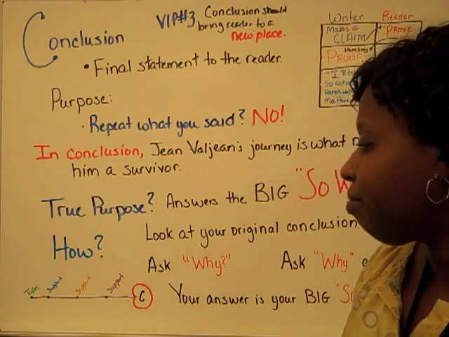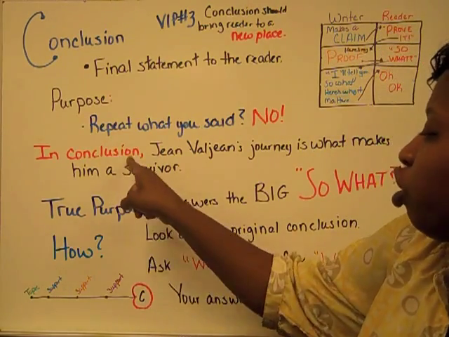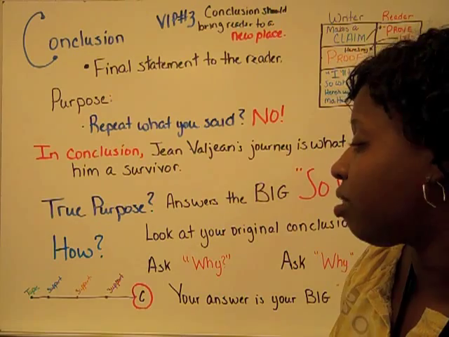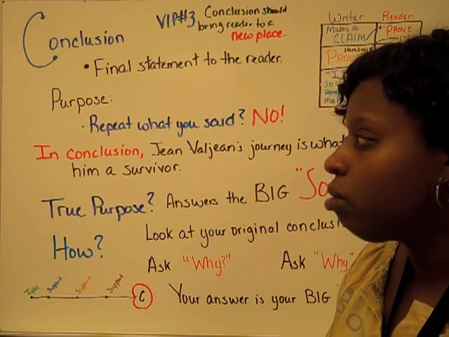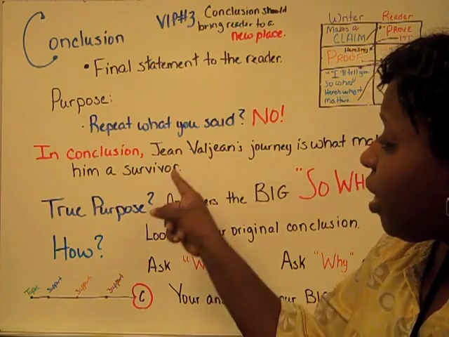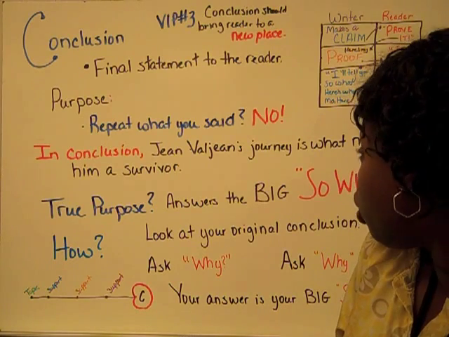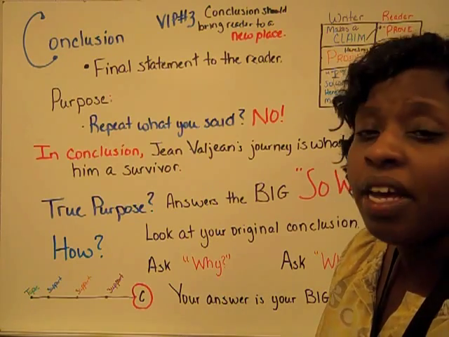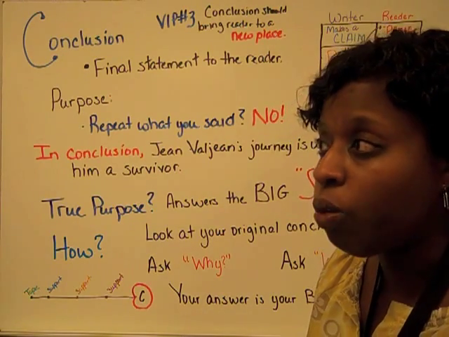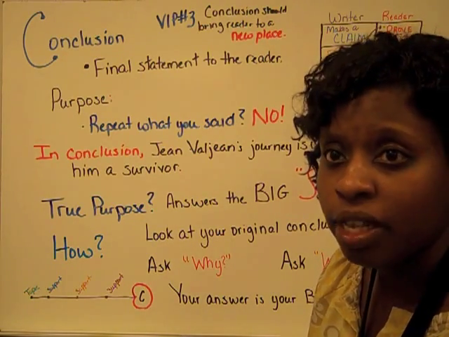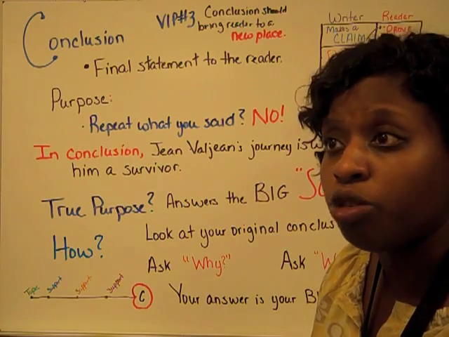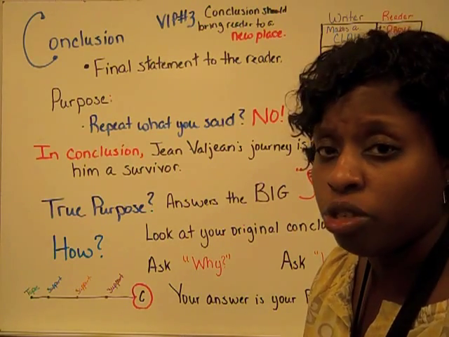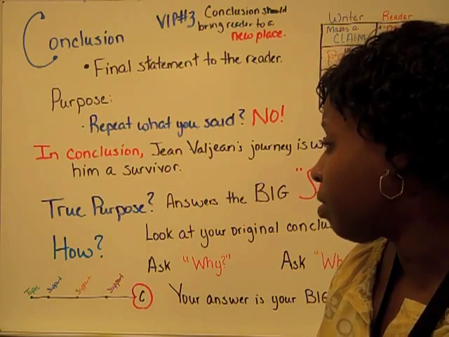How do you do that? Well, first, look at your original conclusion sentence and then ask yourself, why? So, in conclusion, John Valjean's journey is what makes him a survivor. Why? Because every step of the way, he was confronted with obstacles that only got him one step closer to freedom and one step closer to righteousness and redemption.